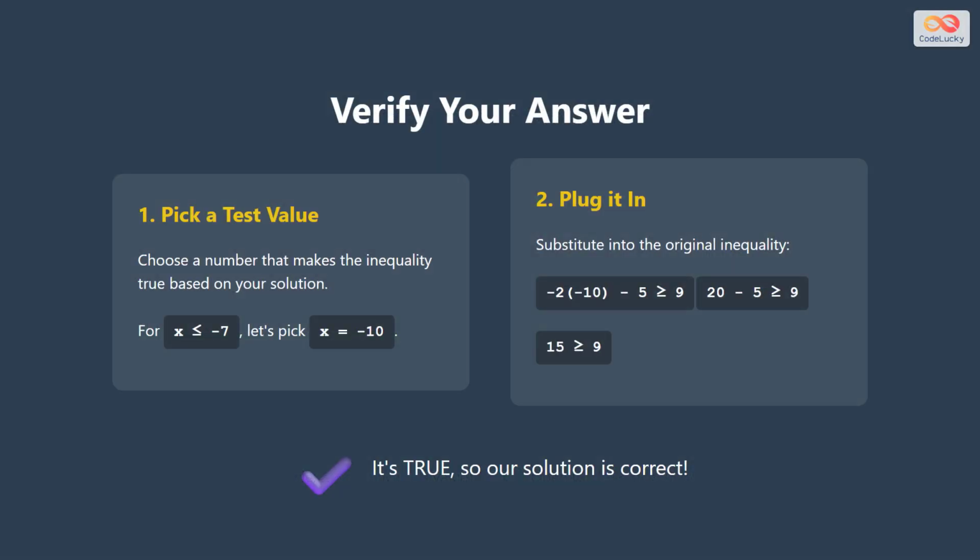It is always smart to check your answer. Pick a value that should work based on your solution. We said x is less than or equal to negative 7, so let's try negative 10. If we plug negative 10 back into the original problem, negative 2 times negative 10 is 20. 20 minus 5 is 15. Is 15 greater than or equal to 9? Yes, it is. Our solution is correct.